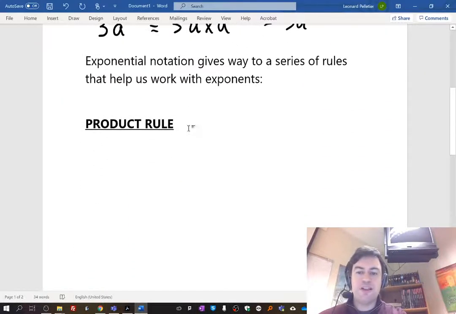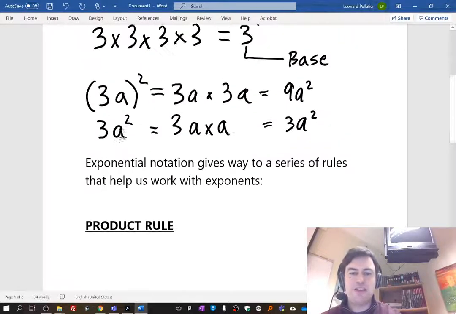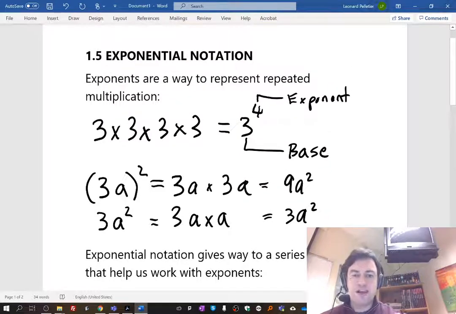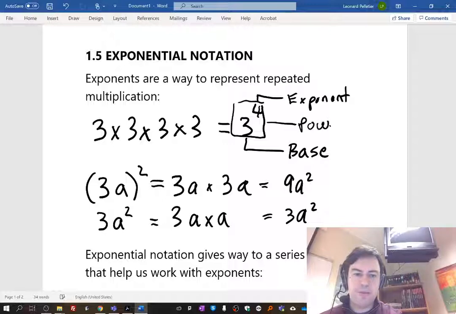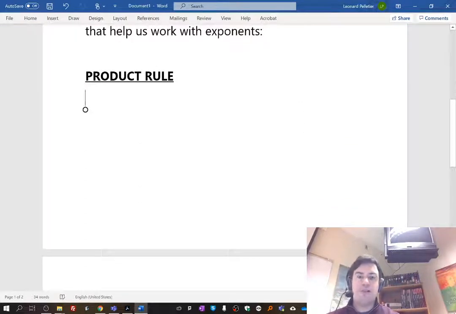So we'll go back to our notes here. We'll talk about the product rule first. The product rule is basically what happens when you multiply powers with the same base. Actually, maybe I'll just go right back to get my terminology straight. We talked about this as being the base and the exponent. The whole thing put together is referred to as a power. So base and exponent are parts of the power. Okay, so the product rule is multiplying powers with the same base.